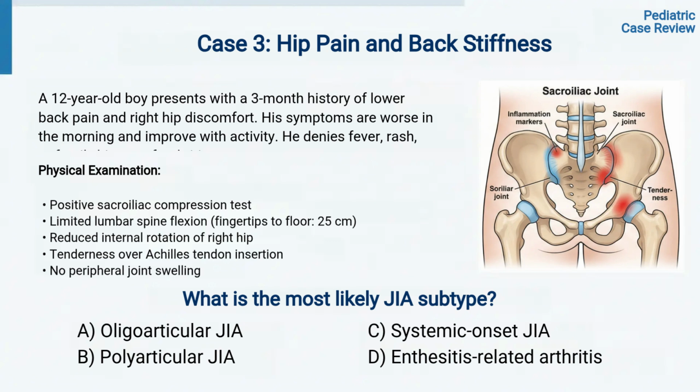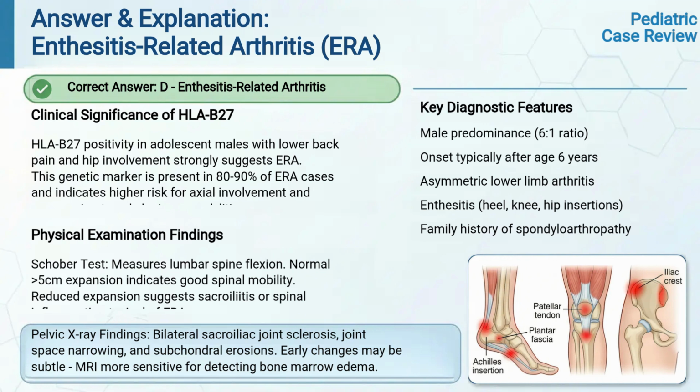What is the most likely juvenile idiopathic arthritis subtype? Option A, oligoarticular juvenile idiopathic arthritis. Option B, polyarticular juvenile idiopathic arthritis. Option C, systemic onset juvenile idiopathic arthritis. Option D, enthesitis-related arthritis. The correct answer is option D, enthesitis-related arthritis.